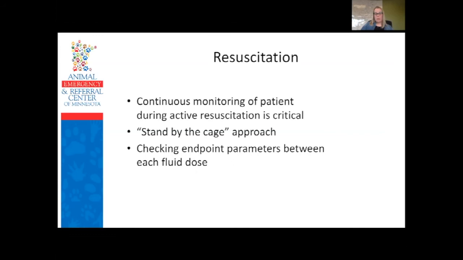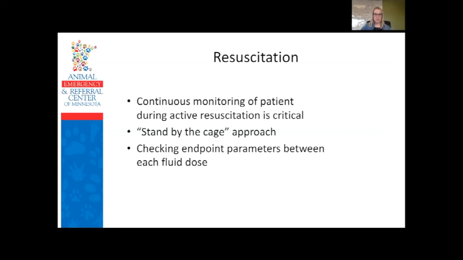So throughout this process of resuscitation, continuous monitoring is super critical. It's not just, like I said, put it on the pump and walk away. It's really a stand by the cage approach. And you should be checking these endpoint parameters between each fluid dose. So you give a large volume fluid dose, rapid infusion. After you've given it, you're checking your endpoint parameters.